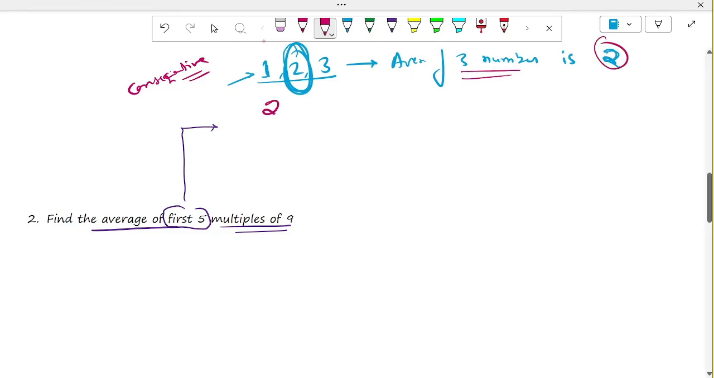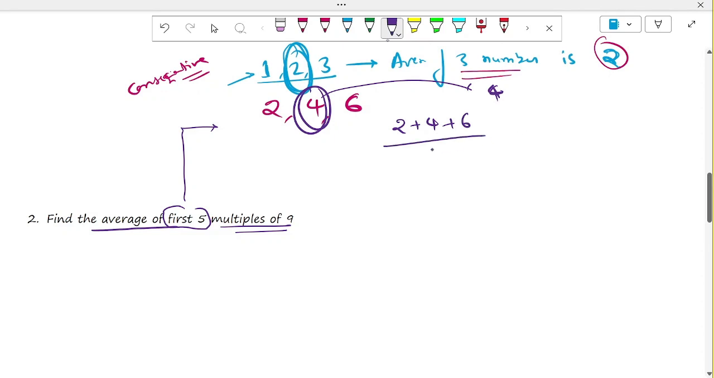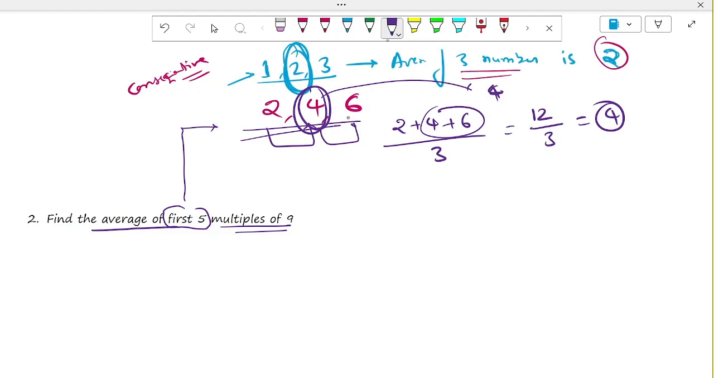We'll take another example, 2, 4, and 6. I can say directly the average of this is 4. Just we'll try to verify our answers. 2 plus 4 plus 6 divided by 3. 6 plus 4 is 10. 10 plus 2 is 12 divided by 3 is equal to 4. So if it is a consecutive value, or if it is having some similar difference between each of the elements, then directly you can say what is the average of the numbers. It is not that it is applicable to only three numbers, it is applicable to any number of values.